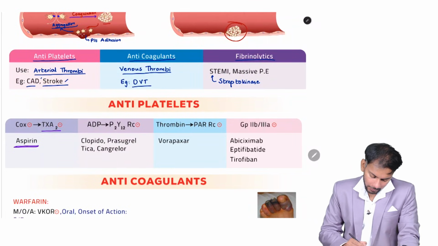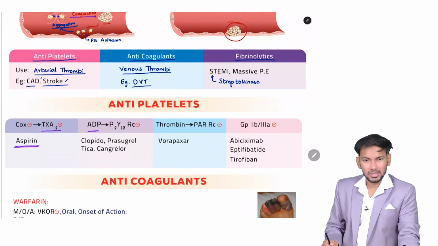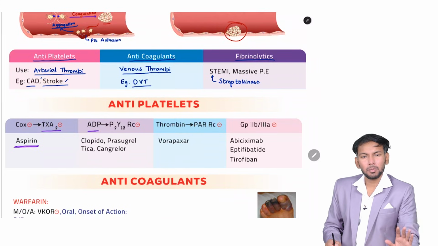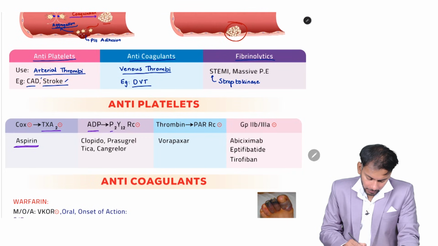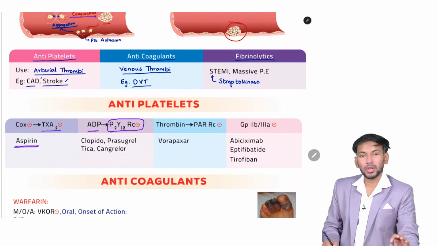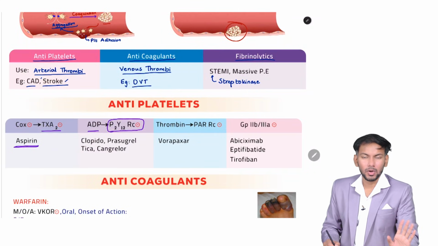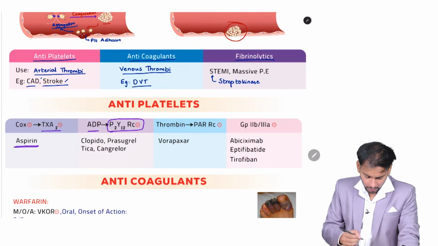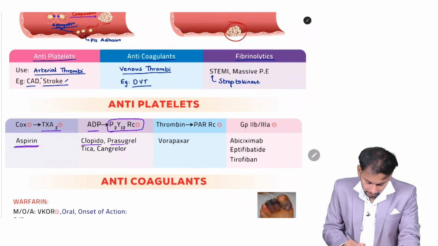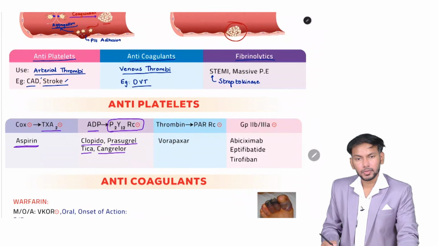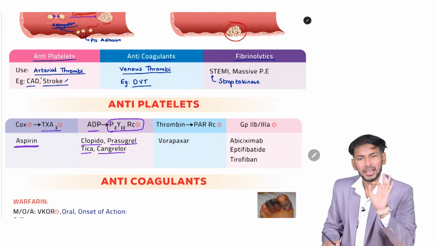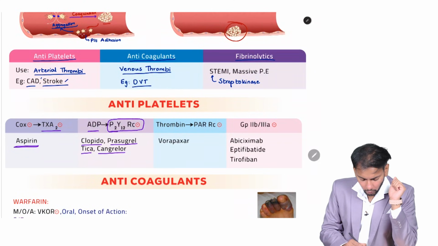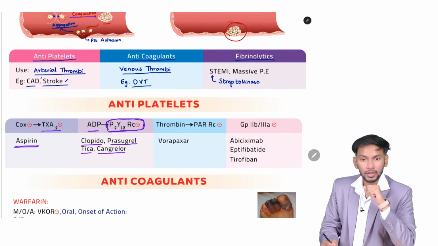Now, coming to ADP blockers. ADP is a molecule which acts on the P2Y12 receptor. So, if you are blocking the P2Y12 receptor, what will not happen? Platelet aggregation and all will not happen. The drug names are clopidogrel, prasugrel, ticagrelor, and cangrelor. All of these are P2Y12 receptor blockers.